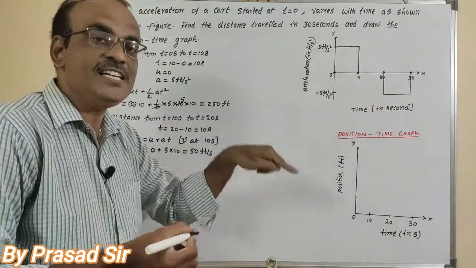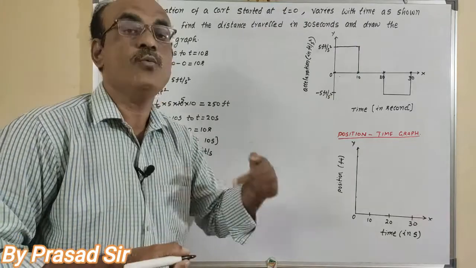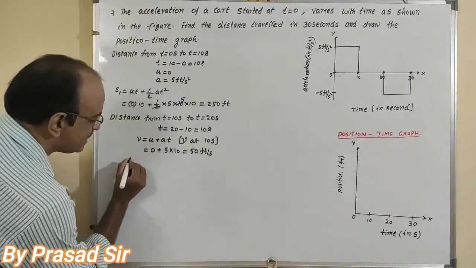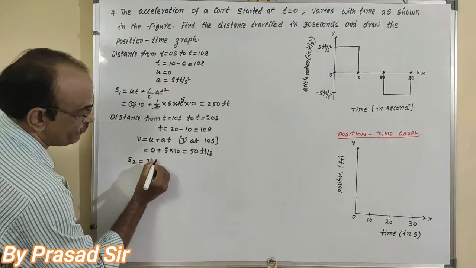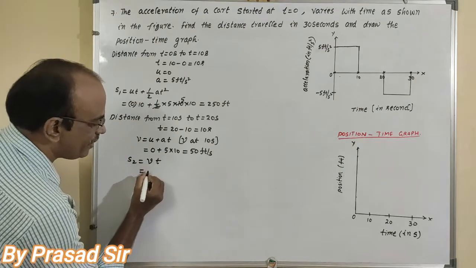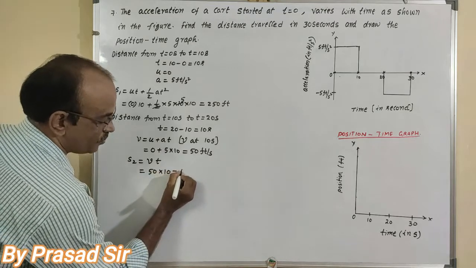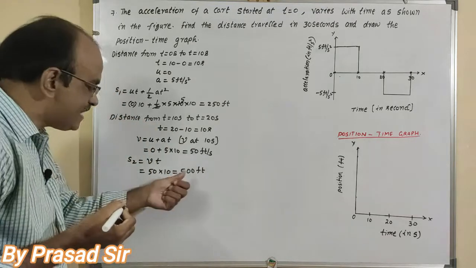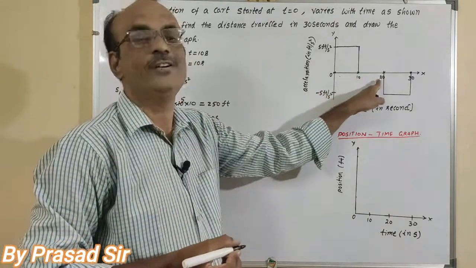So the change in velocity is 0, which means the acceleration is 0. So what is the distance here? That is S2 equal to V into T. That is the formula. Here V is 50, into time 10. So the answer is 500 feet. This is the distance traveled from 10 to 20.